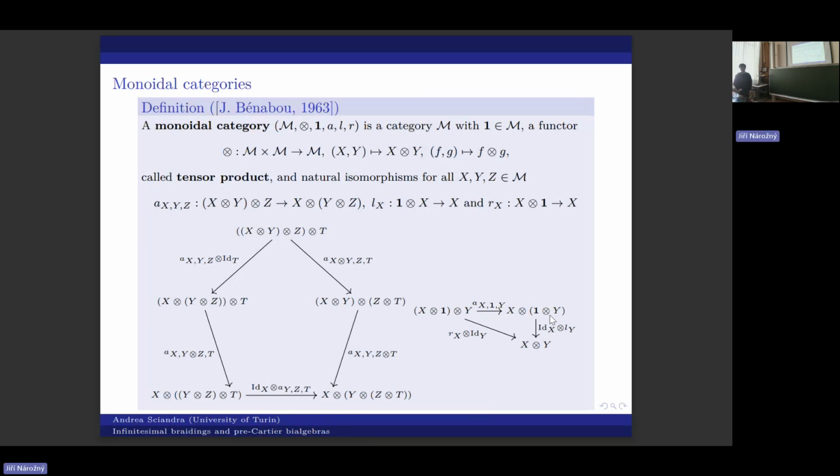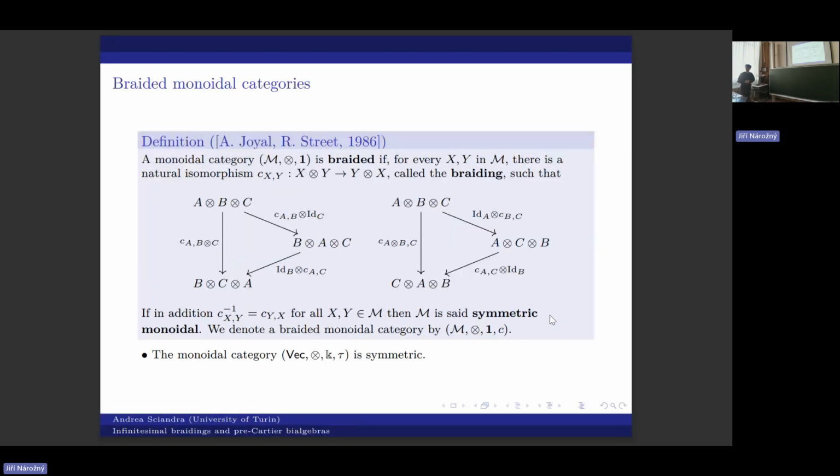When you have a monoidal category, you can define algebras and coalgebras in this category. I don't want to go into details in the general picture. We will see how this definition applies for the monoidal category of vector spaces. But if you want to define bialgebras, you need something more. You need a braided monoidal category. So this definition was introduced by Joyal and Street in 1986.